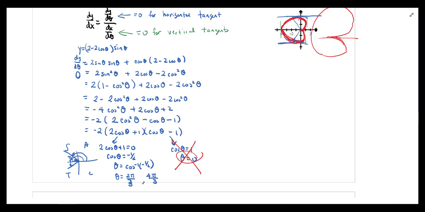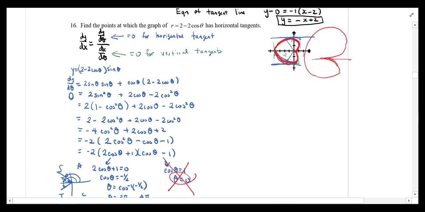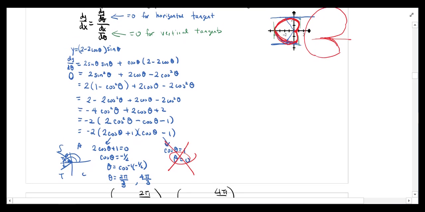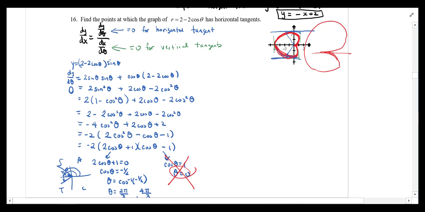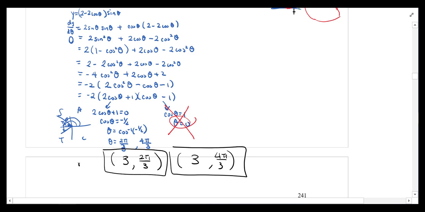Let's actually find the coordinates. So I need to find the r value for both of these. You can just do that by quickly plugging it back into the original equation. Cosine of 2 pi over 3, that's just negative 1/2. Negative 1/2 times negative 2 is positive 1. 2 plus 1 is 3. Oh, nice. So both of them are 3. Those are your 2 points, once again in r and theta form. Horizontal tangents at these 2 points.